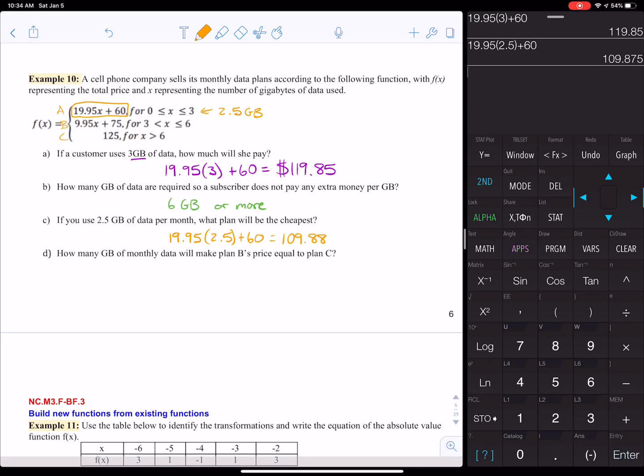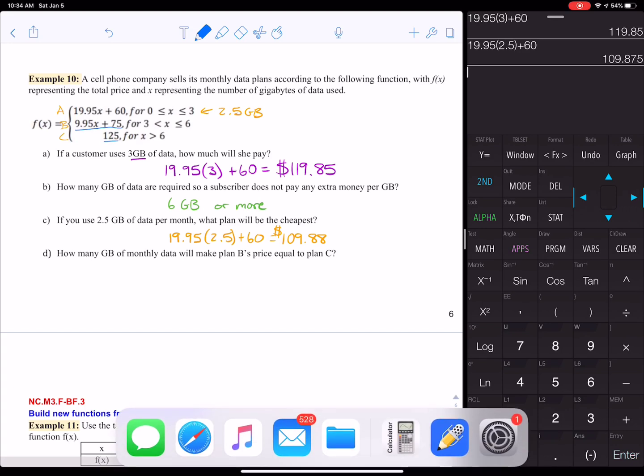All right, so part C says which one would be the cheapest. It only fit into plan A, and it was $109.88. And then D says how many gigabytes of monthly data will make plan B's price equal to plan C. All right, so if we have plan B and we've labeled the first one A, the second one B, and the third one C, let's look at those in our calculator.